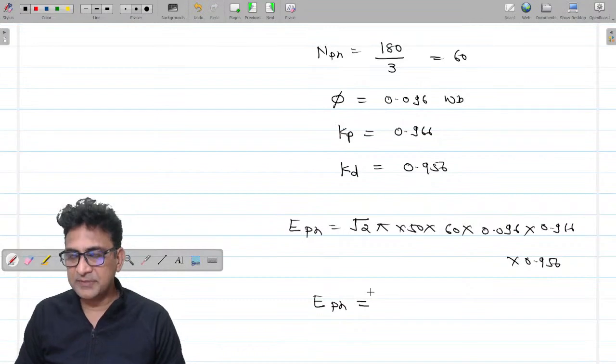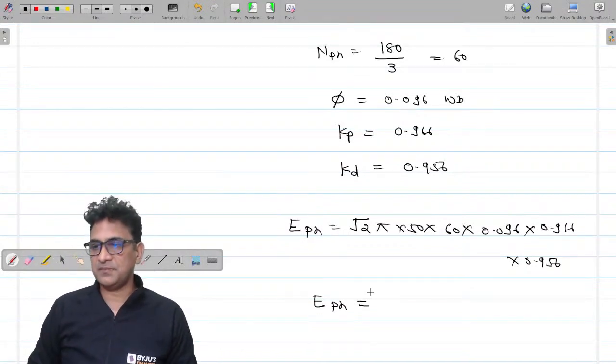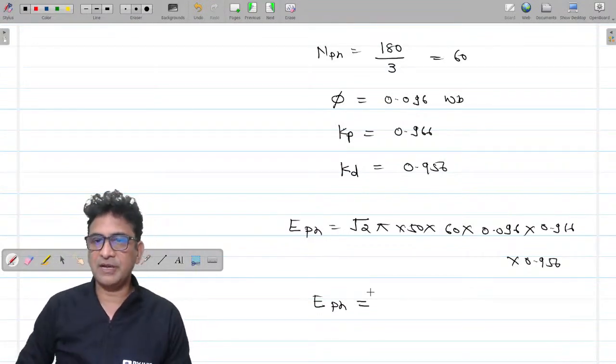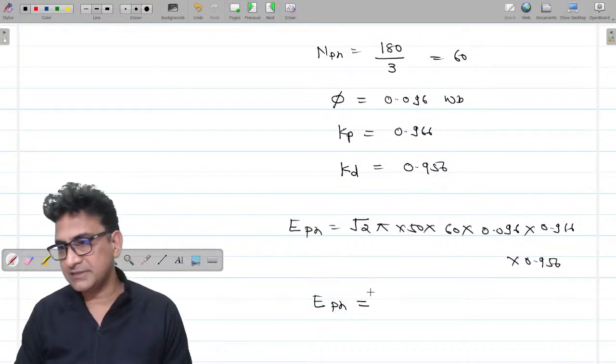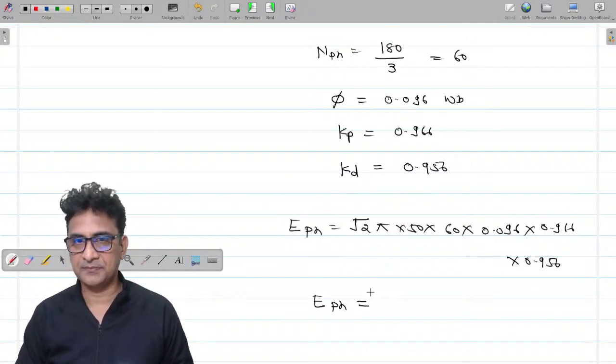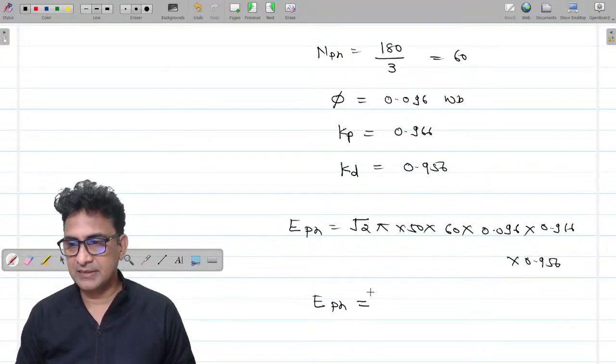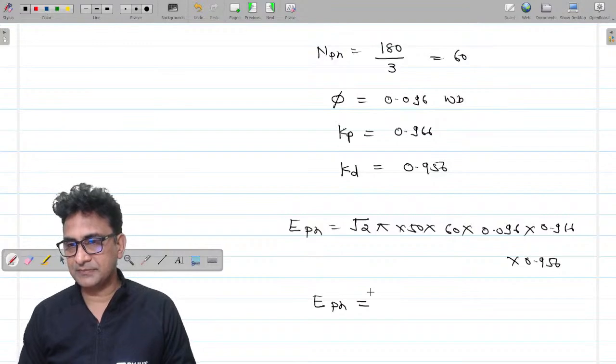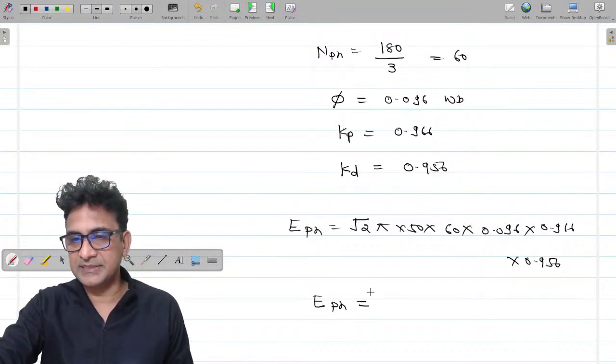But always remember how the winding is formed. Winding is made from a number of coils. Each coil may have a large number of turns, and each turn has two conductors. Clear? Again you will get the same answer.